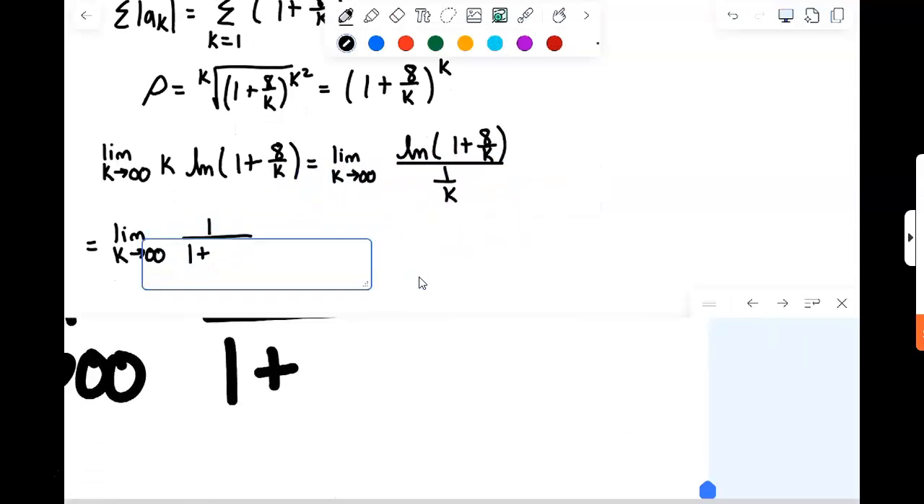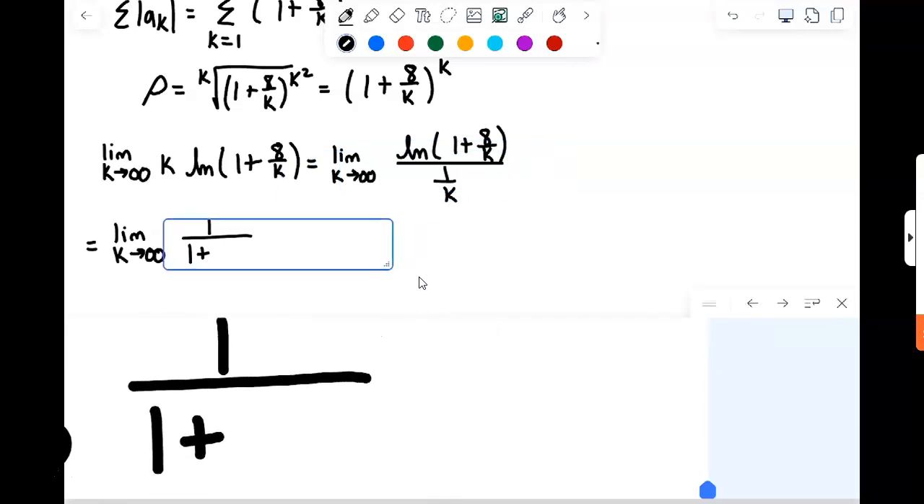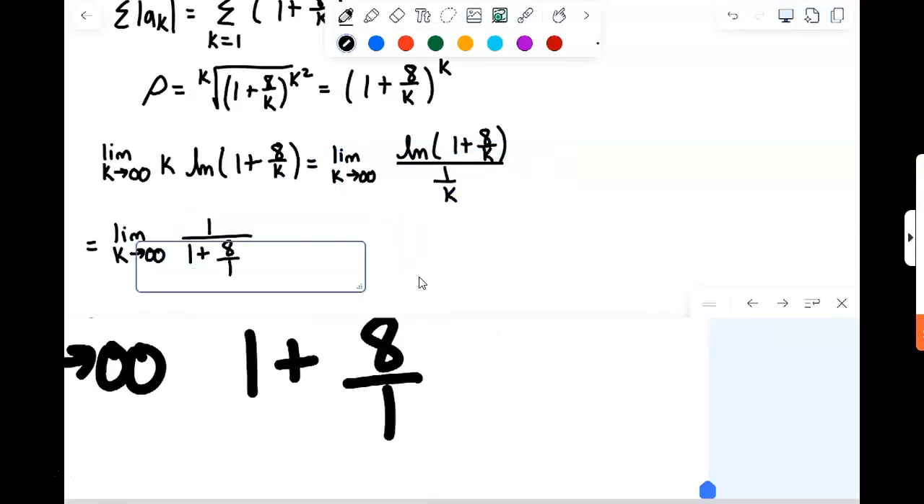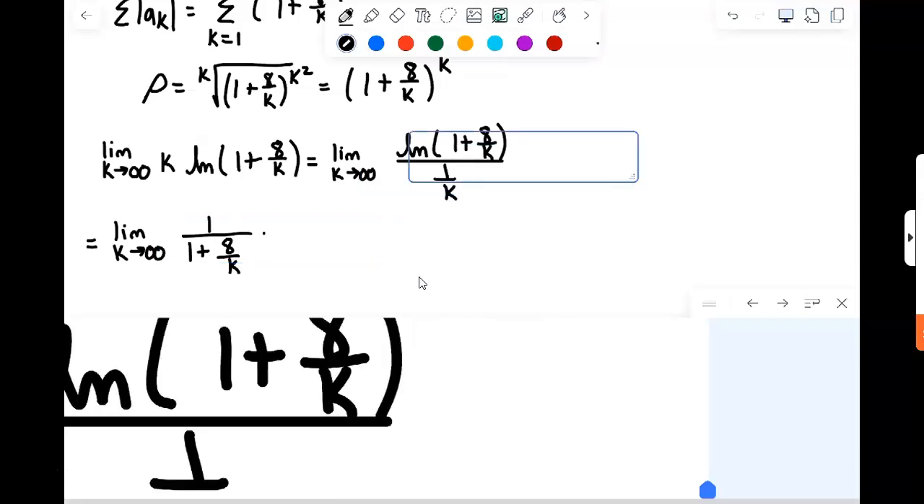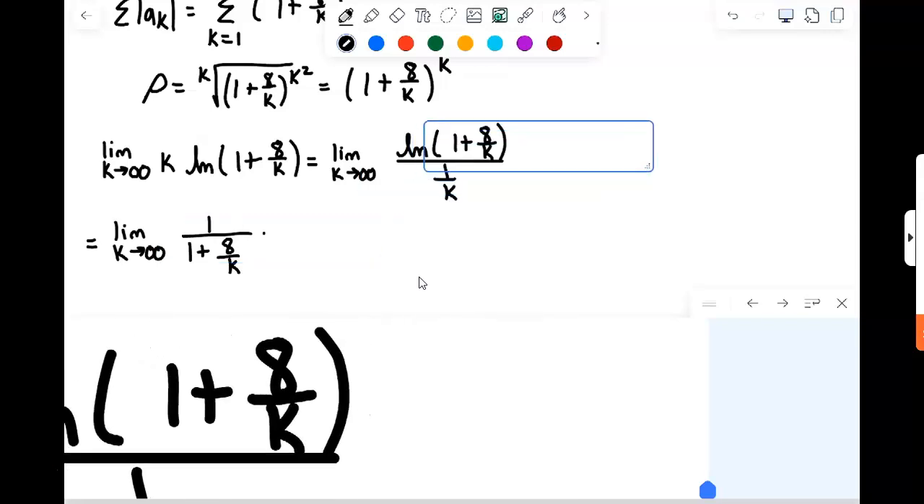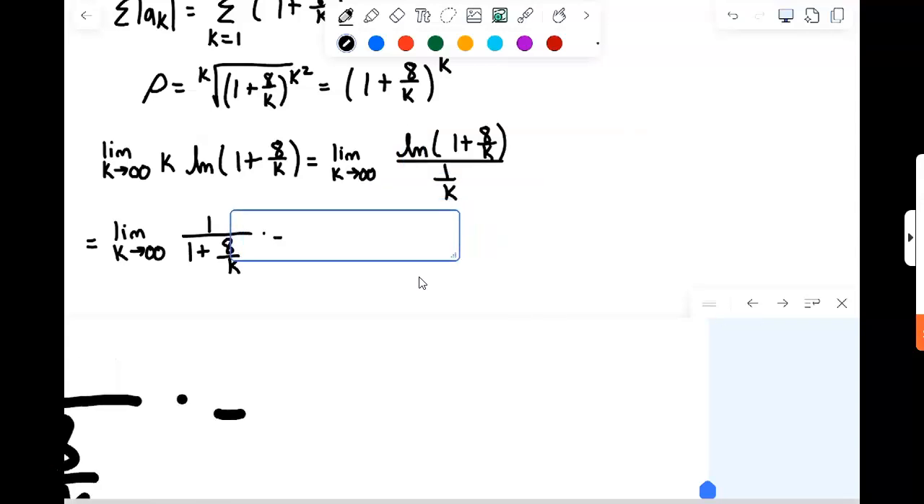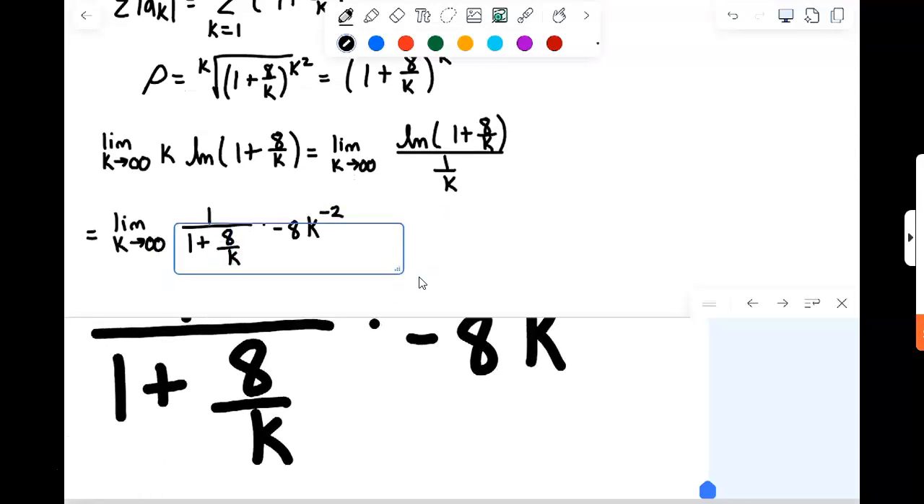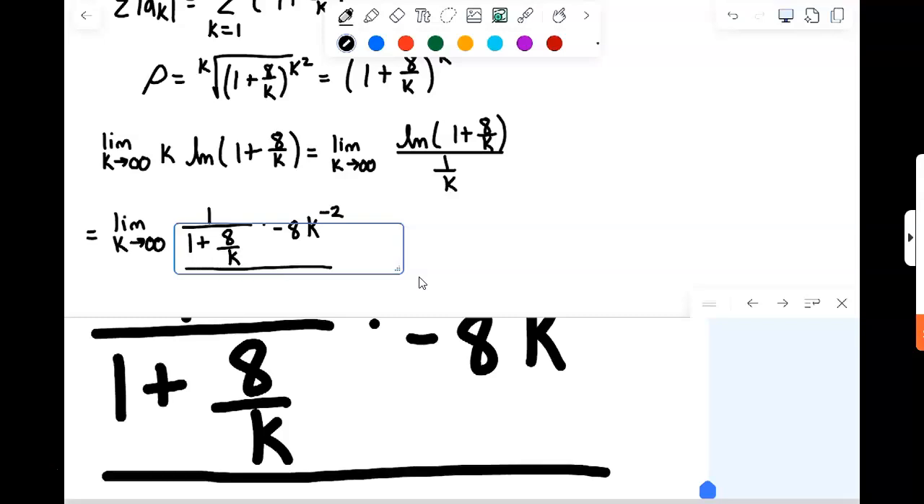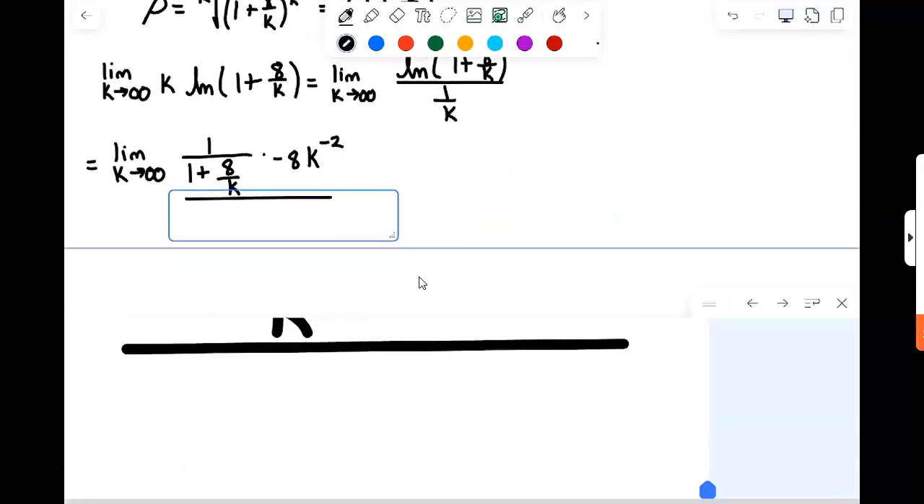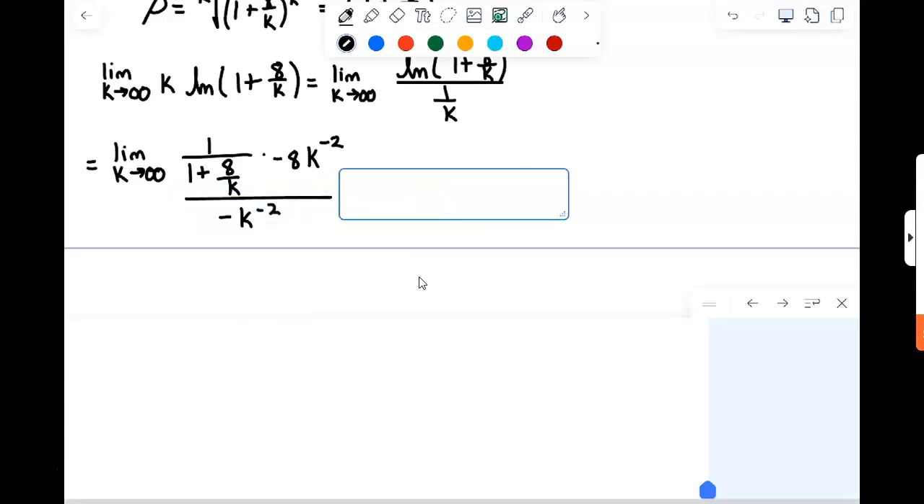So we're going to have 1 over 1 plus 8 over k times the derivative of 1 plus 8 over k. That's 1 plus 8k to the minus 1. So that would be the same as minus 8 times k to the minus second. And that's all going to be over the derivative of 1 over k, which would just be minus k to the minus second. And then we do a little bit of housekeeping to clean this up.